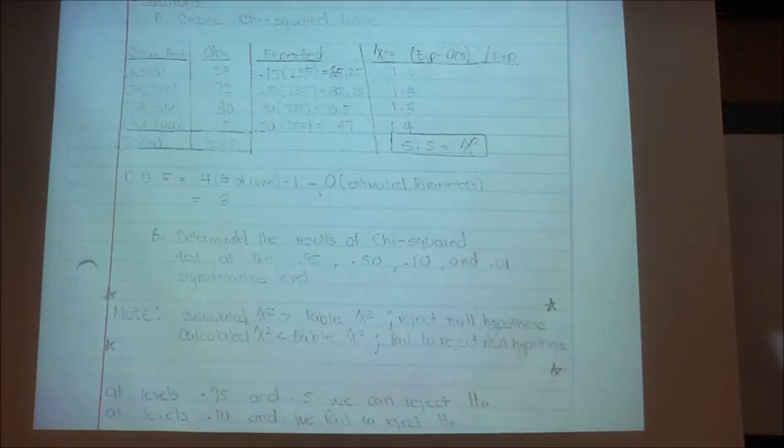Determine the results of the chi-square test at the 0.95, 0.50, 0.10, and 0.01 significance levels. To do this, we use our calculated chi-square and compare it to the chi-square on the table. If your calculated chi-square is greater than the chi-square on the table, you reject the null hypothesis. If your calculated chi-square is less than the chi-square on the table, you fail to reject the null hypothesis.